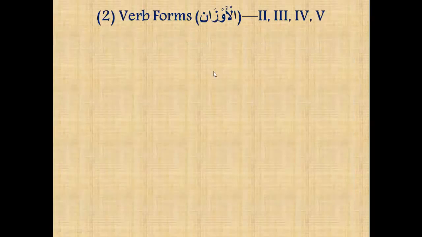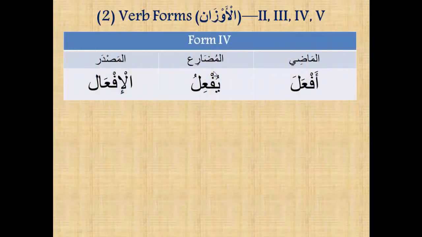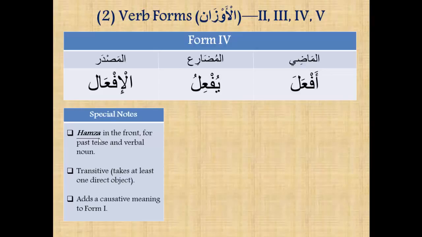Now let's move on to Form 4. The Form 4 set. أفعل يفعل الإفعال. What do we notice? We notice that there is a hamza in the front. We've added a hamza to the front of the verb, but only in the past tense, أفعل, and in the masdar, al-if'al. The hamza disappears in the present tense form, يفعل.